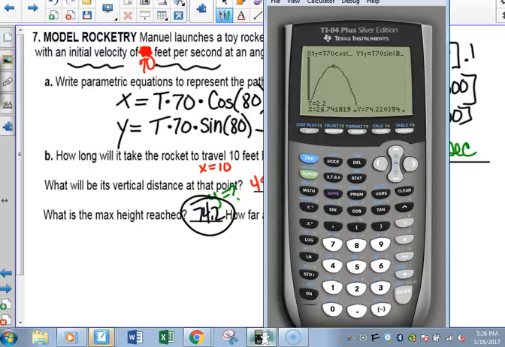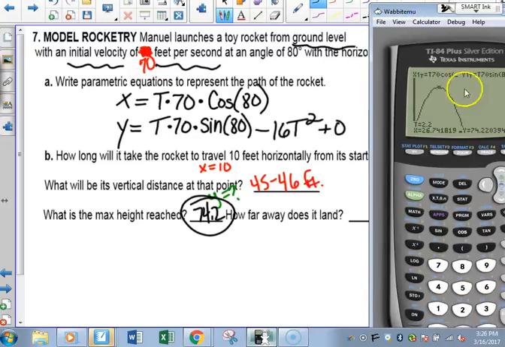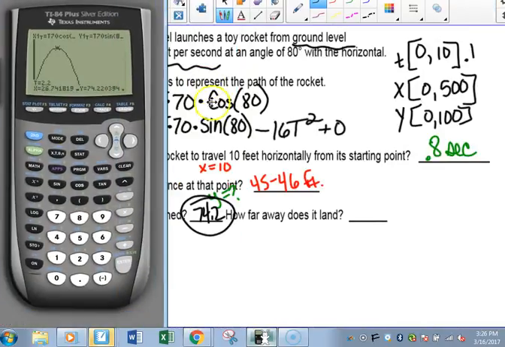And then how far away does it land? Okay, now what? Yeah, we want to find what to be 0. Its height, which would be y. We want y to be 0, not negative 0. Somewhere around there? 52.3-ish.